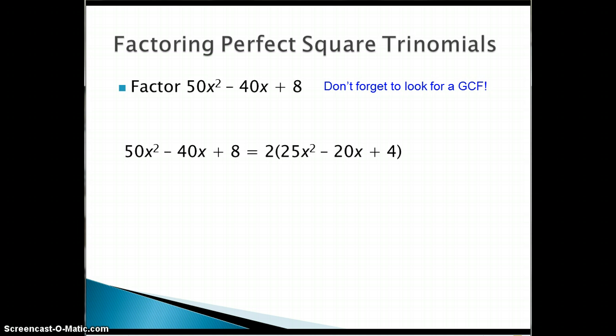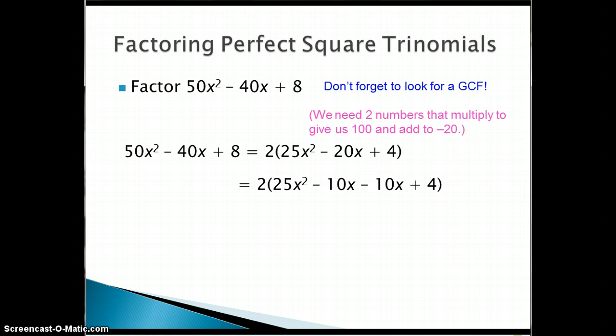So we'll have this 2 still out front. So make sure you keep the GCF out front. We're going to group these terms after we split the negative 20x into negative 10x minus 10x. And then pull a GCF out of each group. So the first group has a GCF of 5x. The second has a GCF of negative 2. Remember, we have to take out a negative GCF when that second group begins with a minus sign.